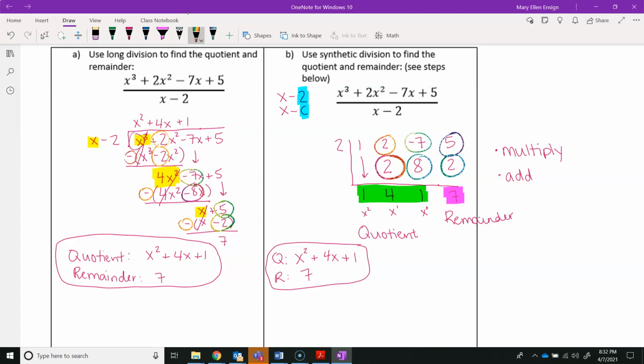It's the same numbers. The reason we subtract in one and we add in the other is only because of the sign here. This is -2, and we've switched it to just the 2 on the synthetic division. But it's the same idea, okay? So you can use synthetic division instead of long division as long as your divisor is in that form of x minus c. So x minus a number or x plus a number.